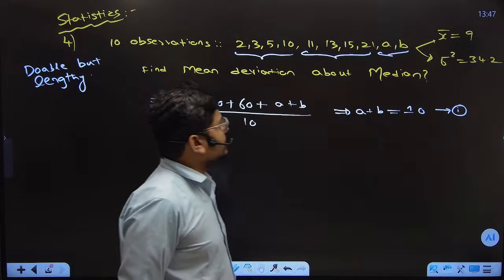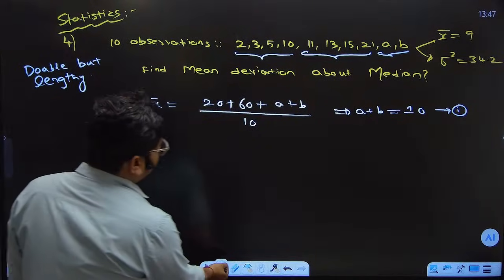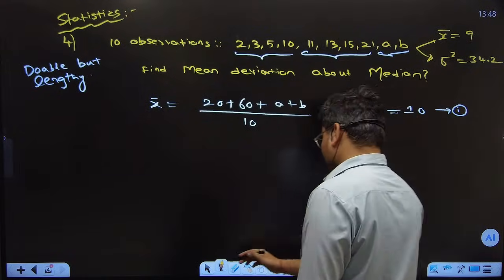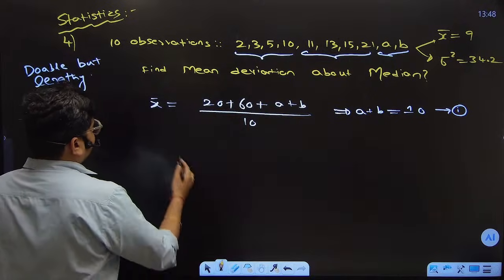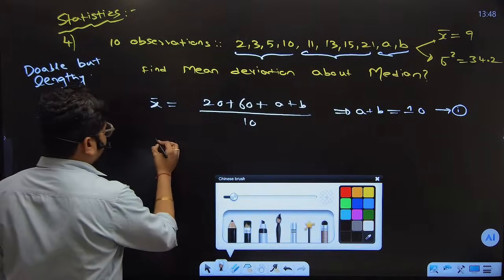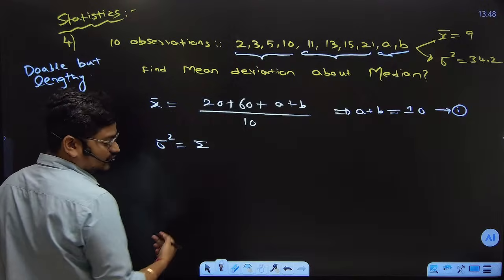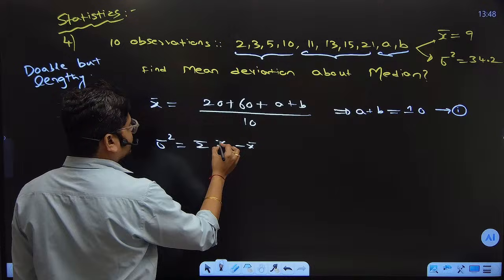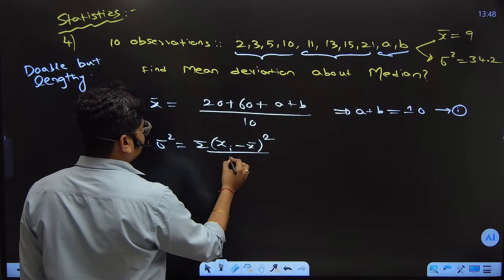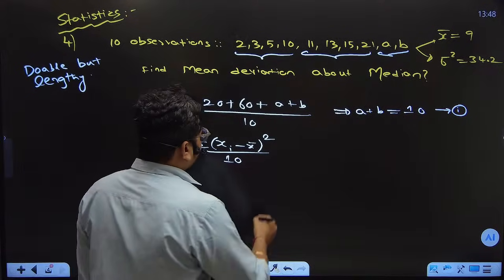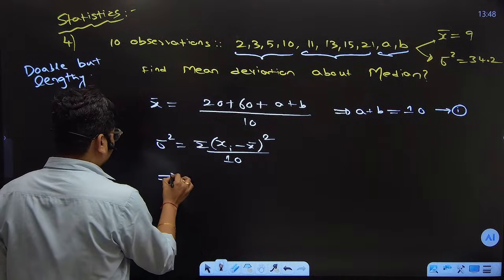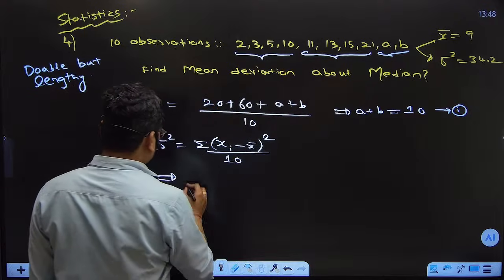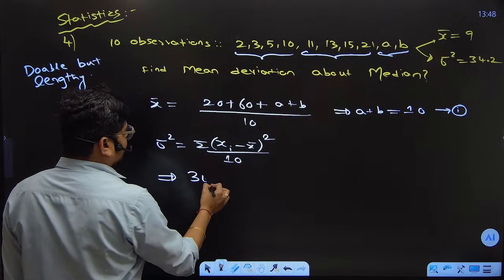Now another equation I'll calculate from the variance. The data says the variance is 34.2. So for sigma square, I'll apply the formula. You have two formulas. If I take the formula sigma square equals the sum of xi minus x bar whole square divided by the number of observations, which is again 10, then sigma square is 34.2, so 34.2 into 10 gives you 342.